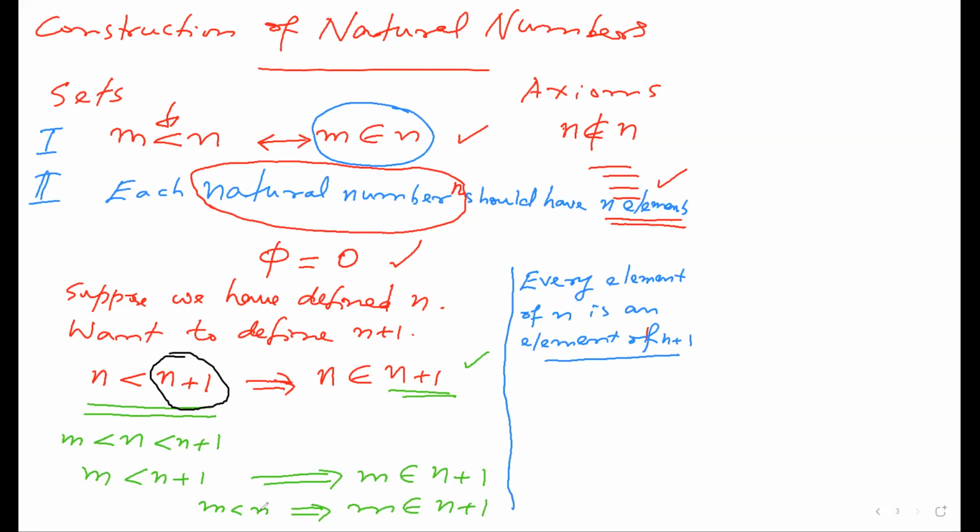So if m is contained in n, you see, this is the same as m contained in n implies m contained in n plus 1. Every element of n is in n plus 1. Get it? Go back here. We know that in natural numbers, this is true. Agreed?